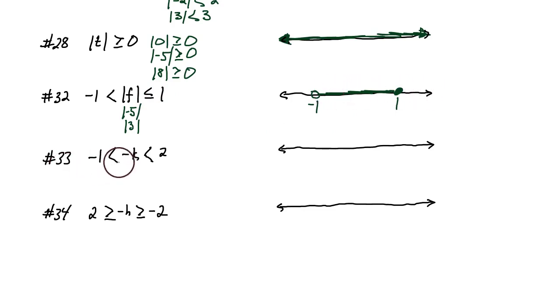Number 33. Solve this compound inequality. We can isolate k in the middle by dividing by negative 1. We need to divide all members of the inequality by negative 1. Negative 1 divided by negative 1 makes positive 1. When dividing by a negative, you reverse the arrow. In the middle, we get the k alone. Reverse this arrow, and over here, negative 2.